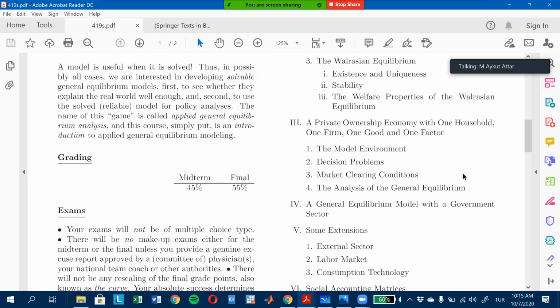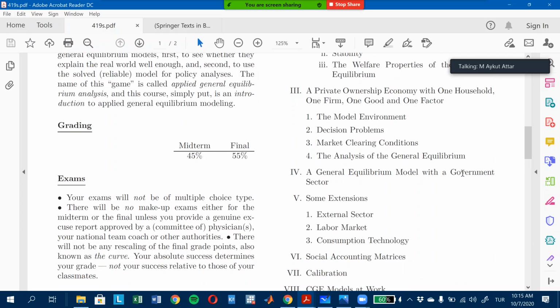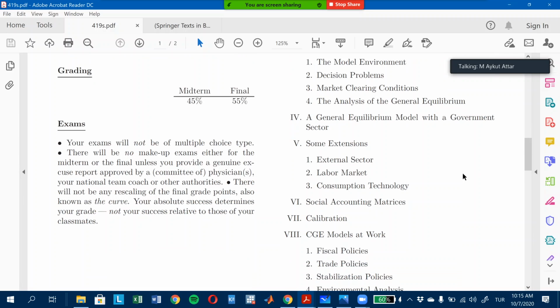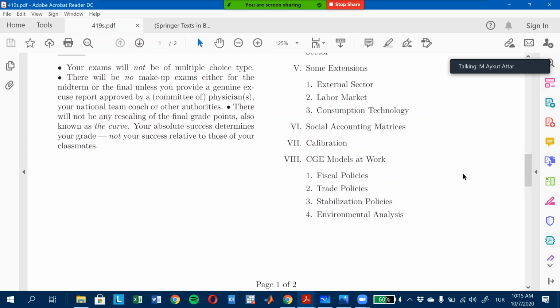Then we're gonna extend this model in part 5. We're gonna introduce external sector, which means international trade. We're gonna introduce labor market. We're gonna introduce some consumption technologies, etc. Then in the last 3 parts, part 6, social accounting matrices, part 7, calibration, and part 8, CGE models at work, we're going to discuss the applied aspects.